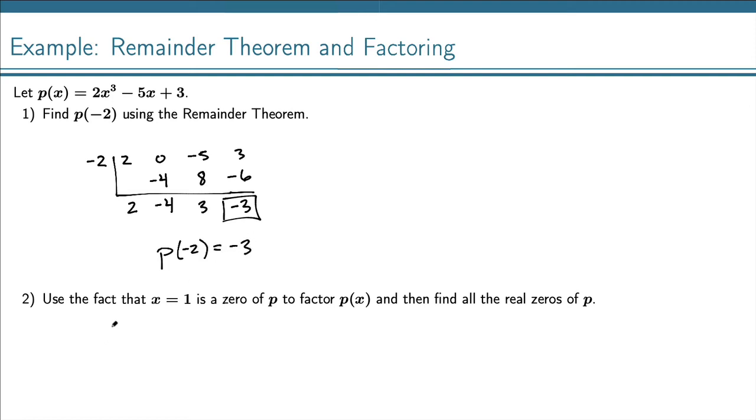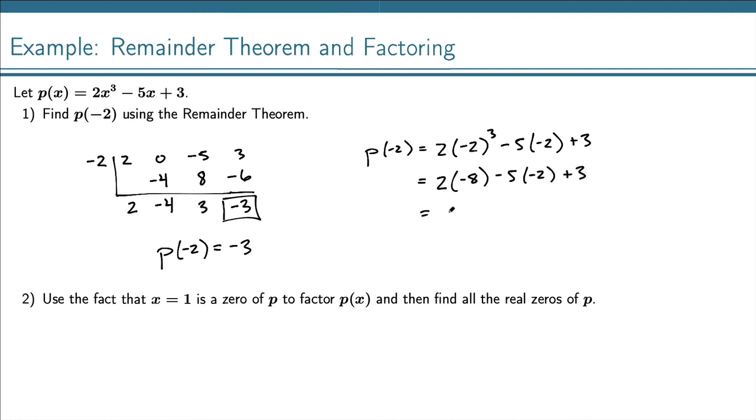And you could, of course, check that. Let's do it, actually, just so we can see it. P of negative 2, if we actually do it explicitly from our formula, we have 2 times negative 2 cubed minus 5 times negative 2 plus 3. Well, 2 times negative 2 cubed is negative 8, and then we do our multiplication. 2 times negative 8 is negative 16. Negative 5 times negative 2 is positive 10. Negative 16 plus 10 is negative 6. And negative 6 plus 3 is negative 3. So it worked out. That was our checking.